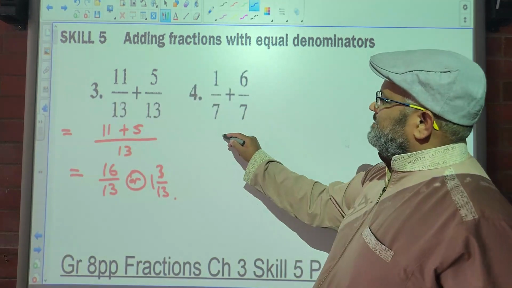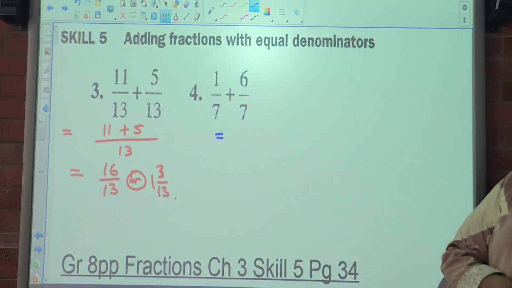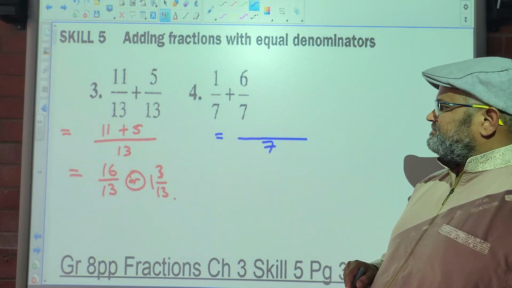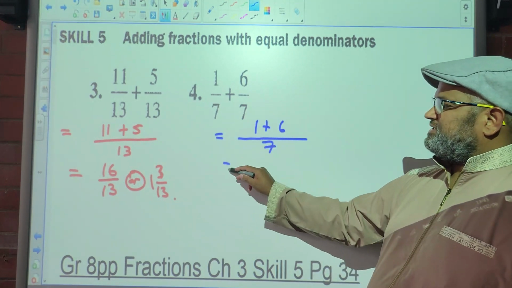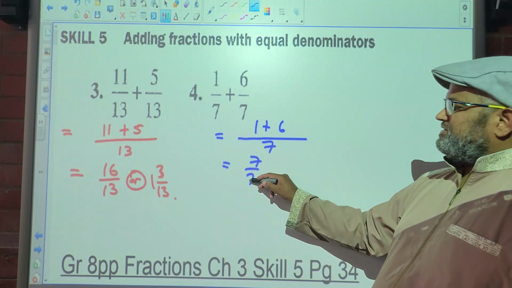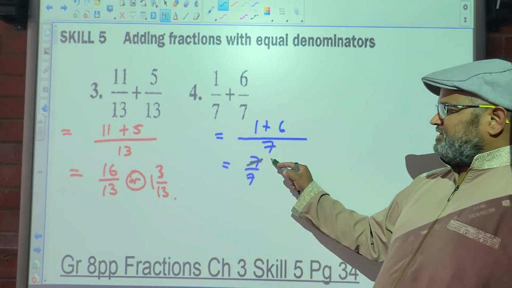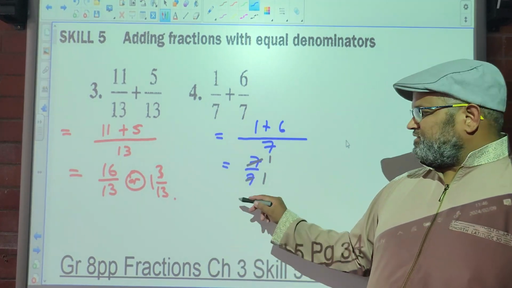The next one. What's your denominator? So the denominator is the same? Yes. So you see, there's 1 plus 6, and 1 plus 6 is? So it's 7 over 7. What do we do now? 7 going into 7 once, 7 going into 7 once. The answer is?